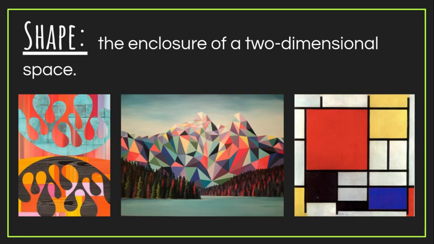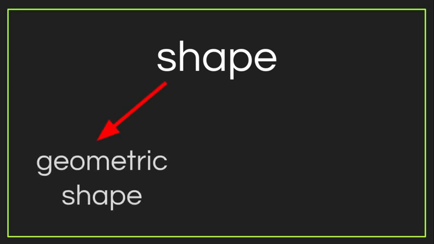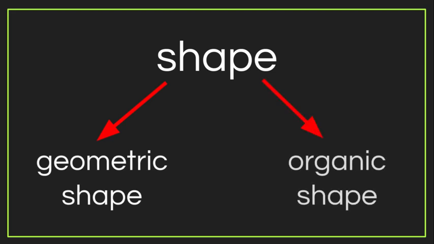Okay, and when we talk about shapes, we're actually talking about two main categories of shape. First, we have one called geometric shape. And secondly, we have organic shapes. And those are two very different types of shapes. And you can really tell based on what they look like and also what it kind of makes you think of when you see those shapes.